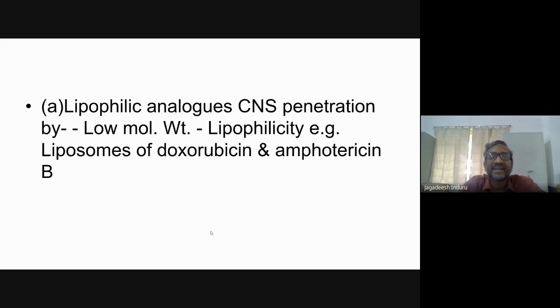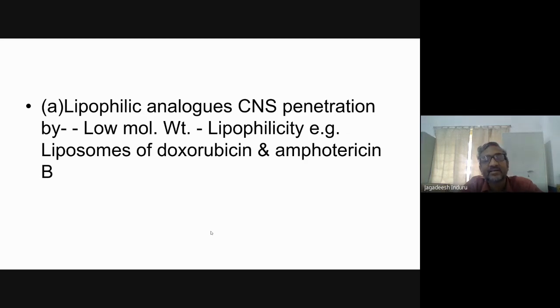The first one is the lipophilic analogs: CNS penetration by low molecular weight and lipophilicity requirement. For that purpose, a liposome is taken as a carrier for targeting. The drug targeting carrier is a liposome, where we entrap doxorubicin within the hydrophilic environment of the liposome, or amphotericin B. They are highly toxic moieties with greater side effects, and we entrap them in the hydrophilic portion of the liposome. The external portion is lipoidal in nature, so it has the highest permeability index so that they can cross. This is actually a lipophilic analog.